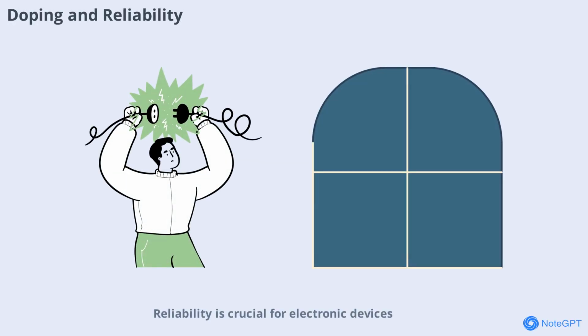Reliability is crucial for electronic devices, especially those used in critical applications. Doping helps ensure that semiconductors operate consistently over time, even under challenging conditions. By carefully controlling the type and concentration of dopants, manufacturers can produce devices that are both durable and dependable.